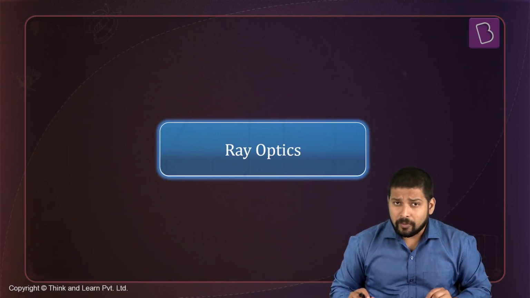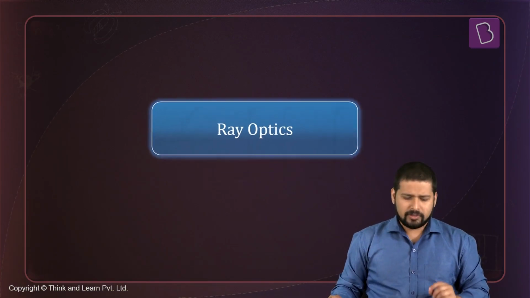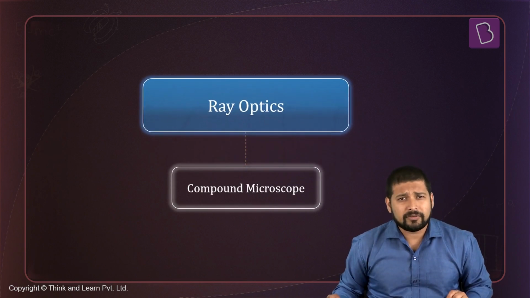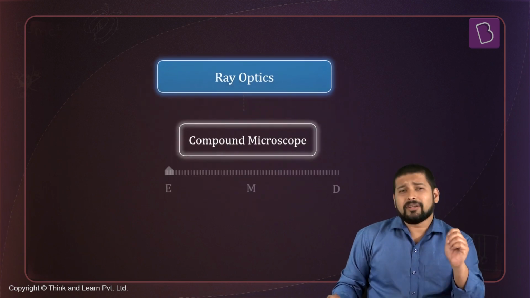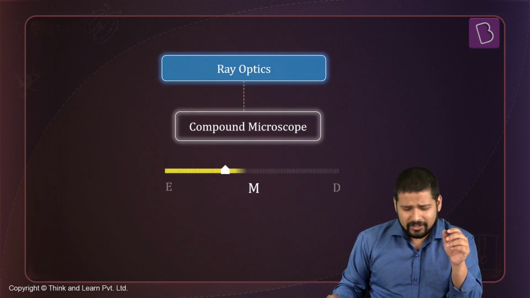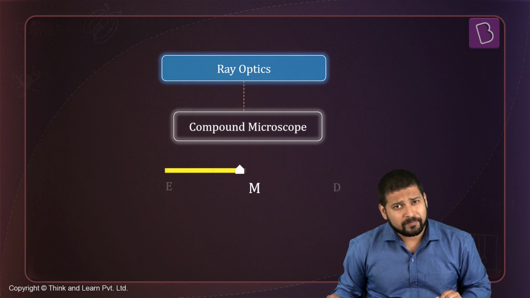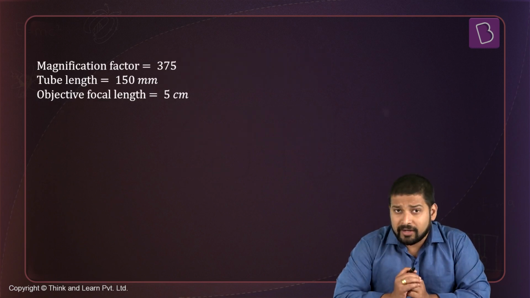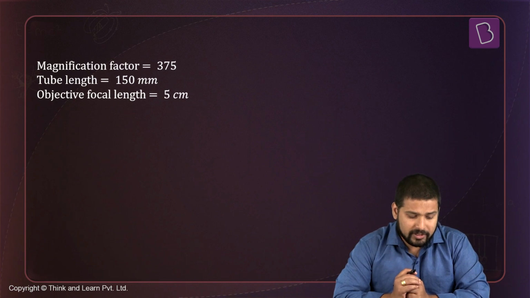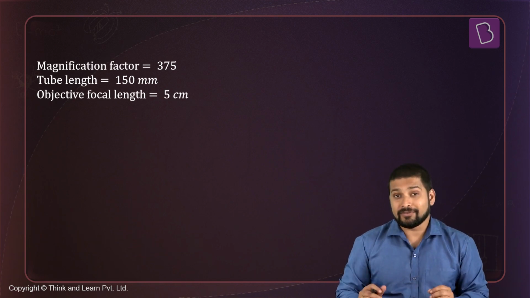This was a question from ray optics, and the concept involved was the compound microscope. If you ask me the difficulty level of this problem, it was a moderate type of question. In this question, we have been given the value of magnification, the value of tube length, and the value of focal length as well.